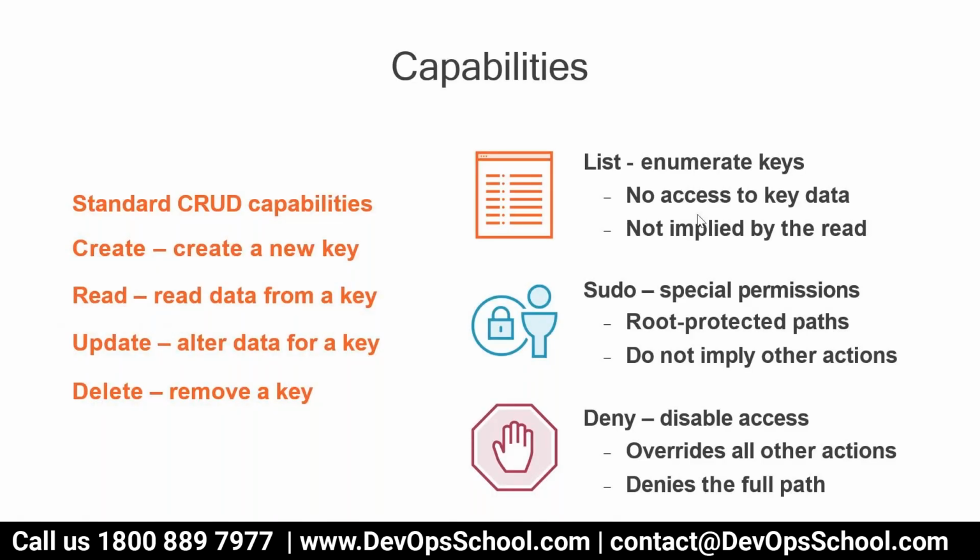Now capabilities are very simple. Capability means what you can do. You can do list, you can do sudo, you can do deny. These are at a high level. List means enumerate keys, no access to key data, not implied by read. Sudo means special permission on root-protected paths, does not apply to other actions. Deny means disable access, overrides all other actions, denies the full path. But there are also the standard CRUD capabilities: create, read, update, and delete. This way you can create a new key, read the keys, alter the keys, and delete the keys.